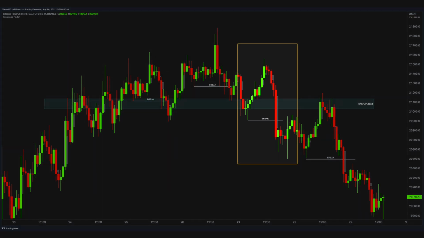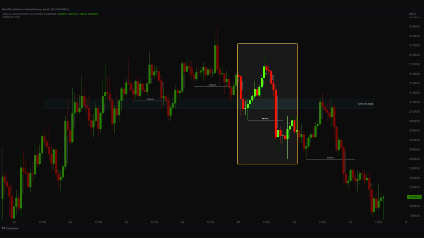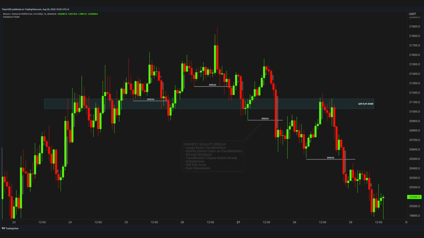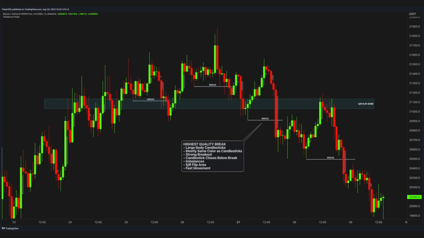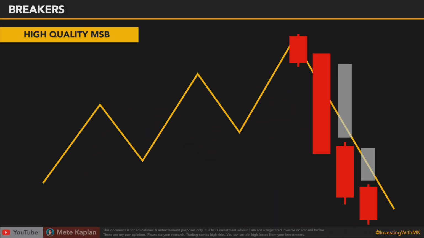Yes, this is the break that I really like. It is like 7 out of 7 confirmation. It is really strong and powerful. It has a large imbalance. All the candlesticks have the same color. It is an obvious support resistance flip area. A perfect breaker. Where should we look for these high quality breaks?